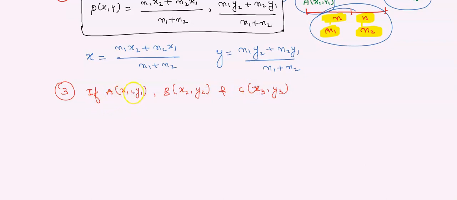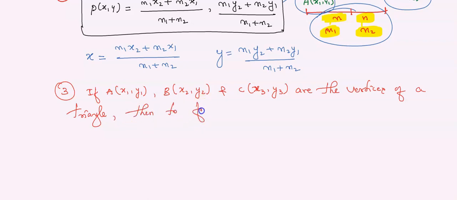First coordinate is x1 y1, second coordinate is x2 y2, third coordinate is x3 y3. If these are the vertices of a triangle, then to find the coordinates of the centroid.